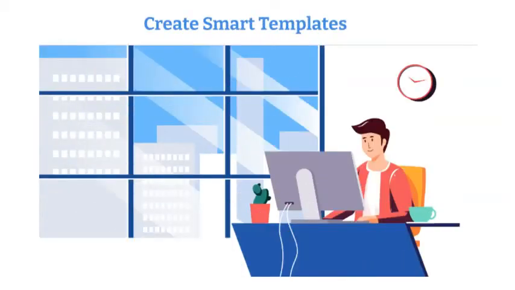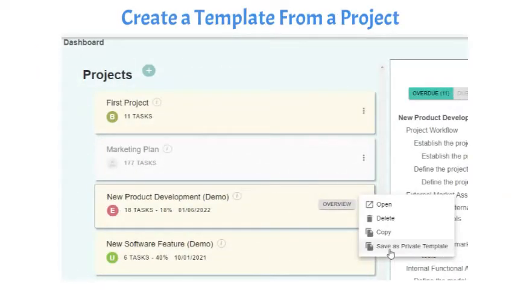This video will describe how to create smart templates for Project Assistant. To create a template from a project, go to the dashboard, click the selected project bar once. Select the 3 vertical dots on the right of the project bar. Click Save as Private Template. Your Smart Template page will open, containing your new template.